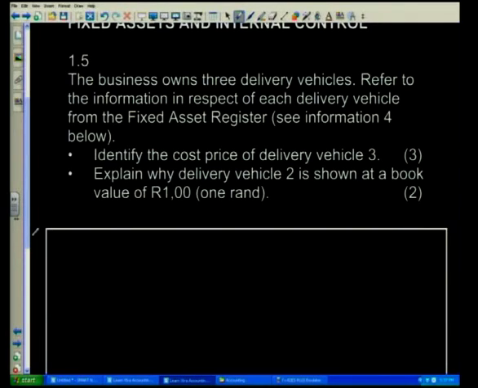Okay, so the next question deals with delivery vehicles. It says that the business owns 3 delivery vehicles, and that there's information in respect of each delivery vehicle in the fixed asset register, which is information point number 4 in our question. First part is that we should identify the cost price of delivery vehicle 3, and the second part of the question says that we should explain why delivery vehicle 2 is shown at a book value of R1. Well, let's look at the information that we've been given.